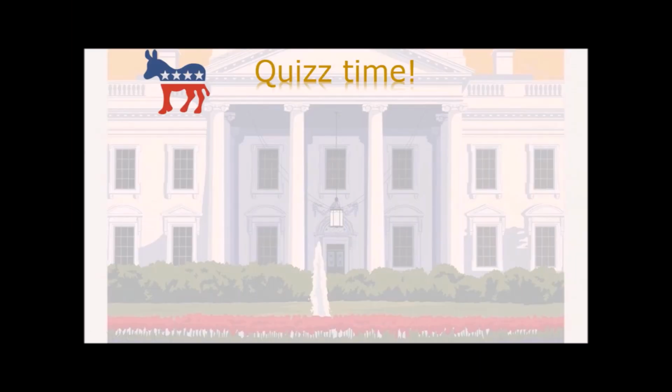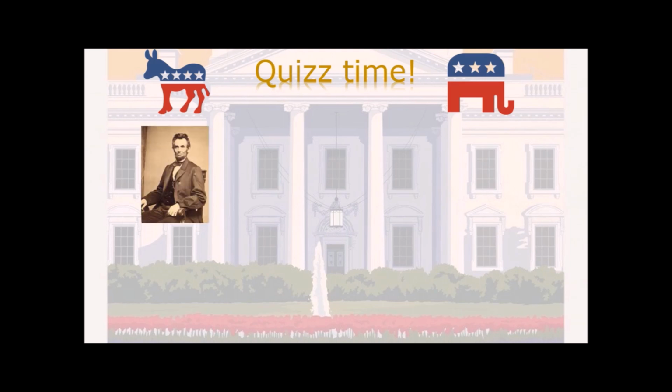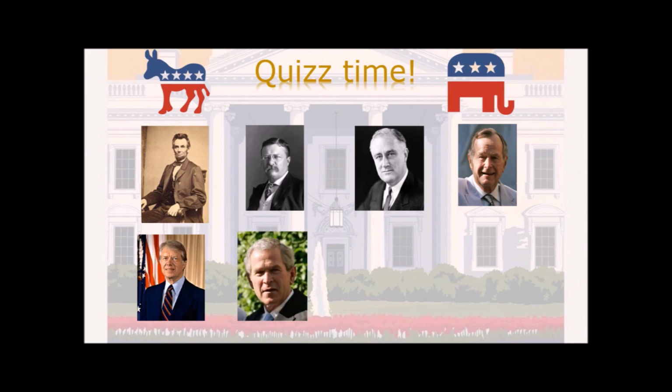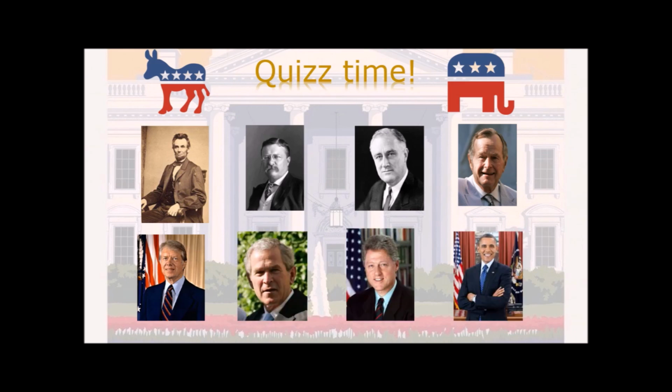Quiz time! Donkey or elephant? You're going to see the pictures of 8 presidents of the United States. If you remember what was said before, you will know which are Republicans and which are Democrats. Let's start in chronological order. Abraham Lincoln, Theodore Roosevelt, Franklin Delano Roosevelt, George Bush, Jimmy Carter, George W. Bush, Bill Clinton, and Barack Obama.